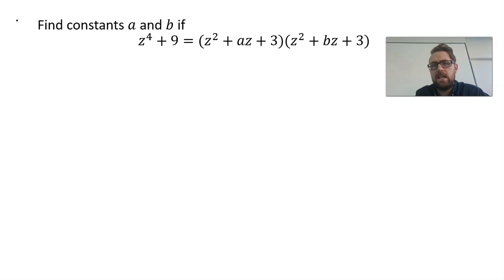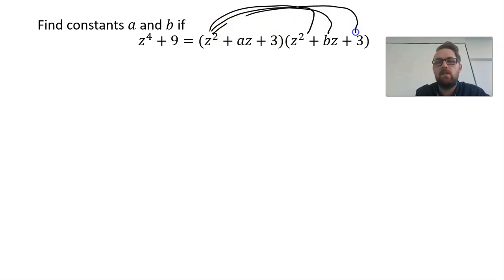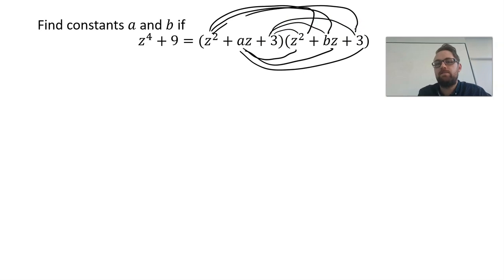Find constants a and b if z to the power of 4 plus 9 equals these two quadratics multiplied together. The first thing we're going to do is expand them. When expanding something like this, we have to make sure every component from one side multiplies every component from the other side. So we're going to multiply that z squared into all of these terms, and then the same with the next one, the az, and then the same with our number 3. That's probably the easiest way to do these things.